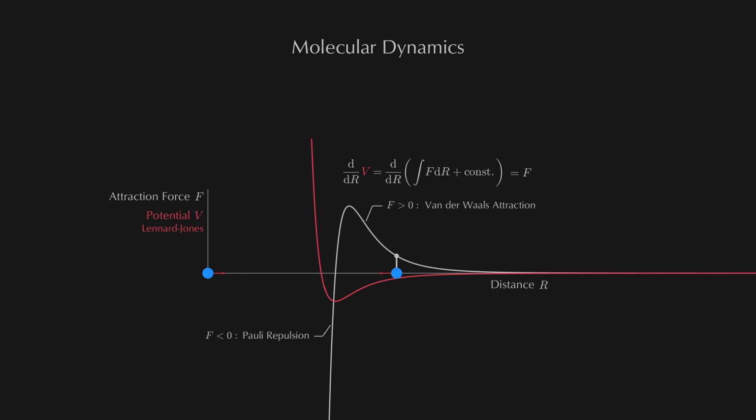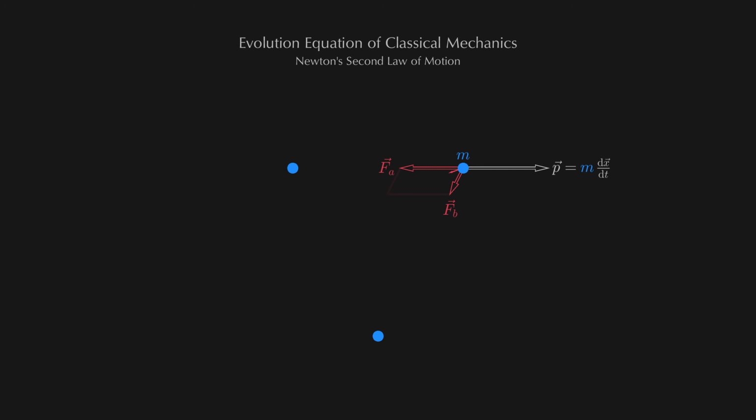And as we had an evolution equation for the wave function in quantum mechanics, we have an evolution equation for positions and velocities in classical mechanics, Newton's second law of motion. In essence, it states the net force acting on a mass determines its rate of change of momentum. By numerical integration, you get the updated velocities and positions. You simulate.